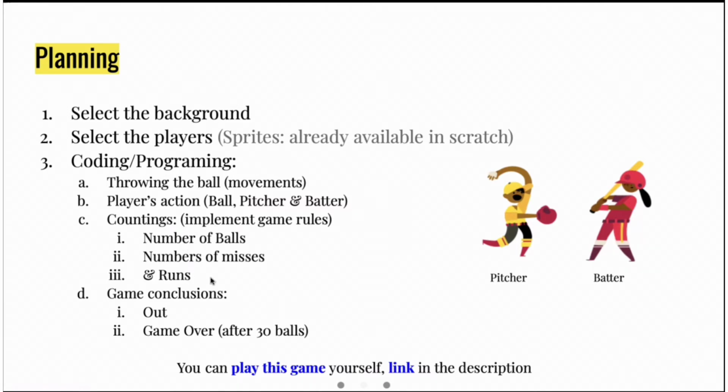Then we'll have to do the counting of the scores, or the various numbers, the number of balls, number of misses, or the total runs. And we'll have to do the coding for concluding this game. That means once the game is over, it's done. So those are the parts of the programming that we'll have to do.